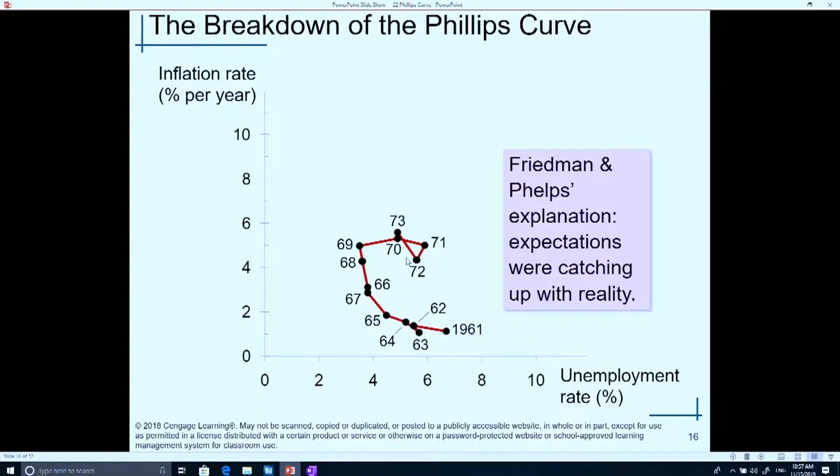This would align with the Milton Friedman and Edmund Phelps idea that expectations met reality. Everyone started to expect 4% inflation, and so the natural rate of unemployment prevailed. Between 1972 and 1973, we're shifting up again. Higher inflation, lower unemployment.